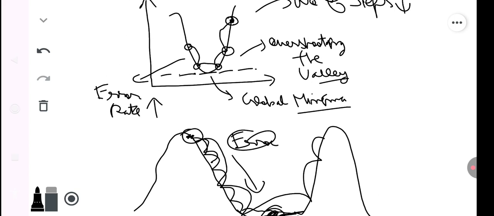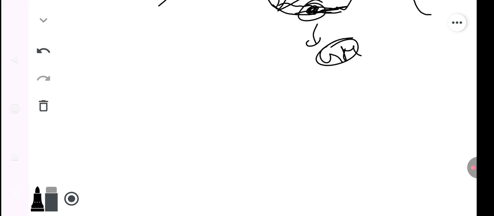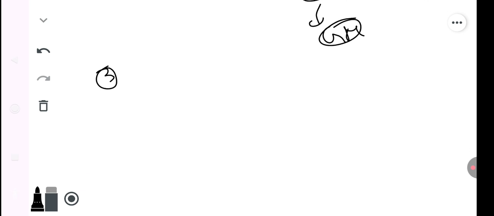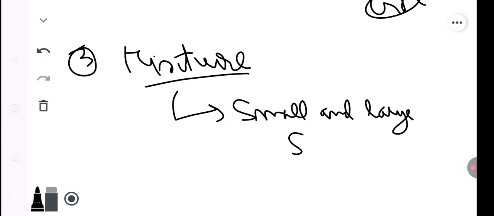So how can we solve this problem? What if we take a mixture of both, small and large steps?